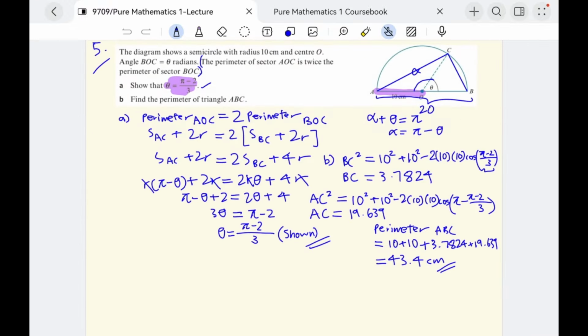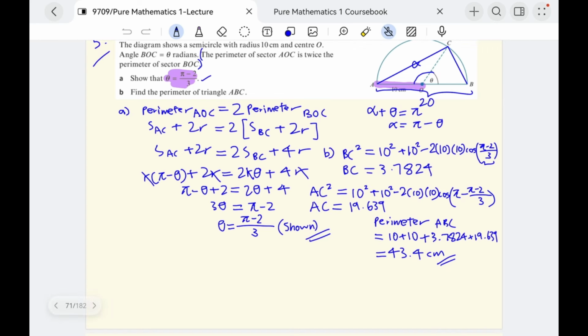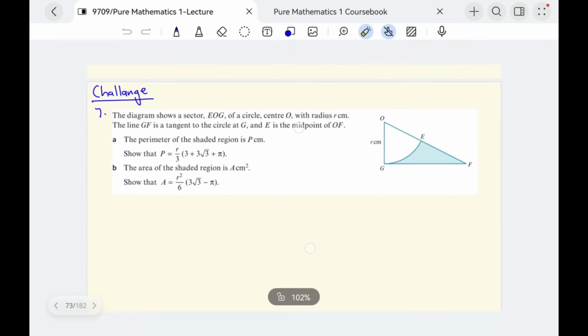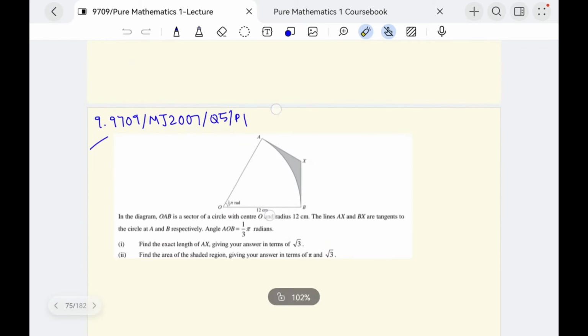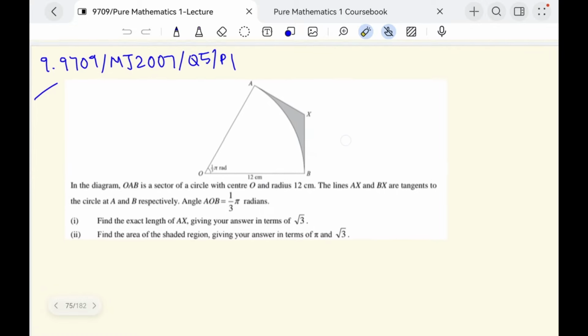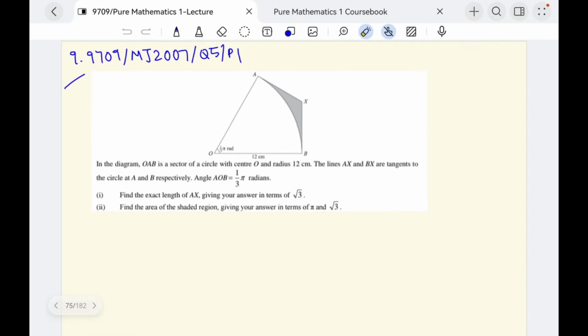Next I'm going to discuss the past year questions for you. The challenge part, question 7, is also extracted from the course book, but I don't think I will discuss this for you. You need to try it out by yourself. So let's discuss the past year questions directly. This question 9 is the 9709 May June 2007 question 5, paper 1.